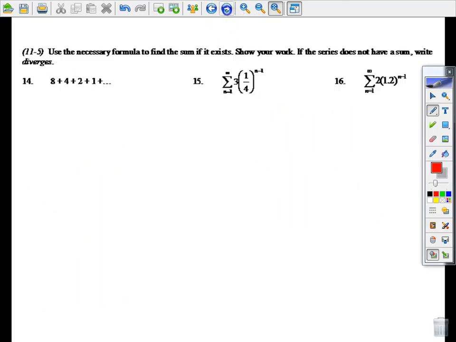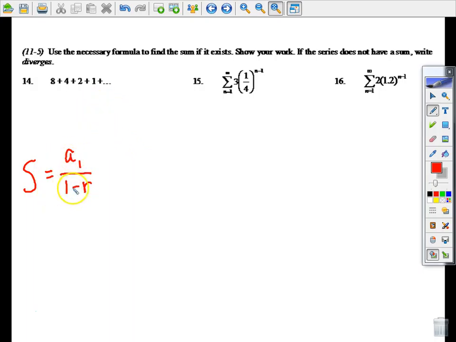Okay, now we're using another formula, but notice the difference between these problems and the previous problems: these are infinite series. And this didn't show up very well, but that's the symbol for infinity, also infinity. So these are infinite series, and we have a different formula for an infinite geometric series to find the sum. The sum is found by taking the first term and dividing by 1 minus r.